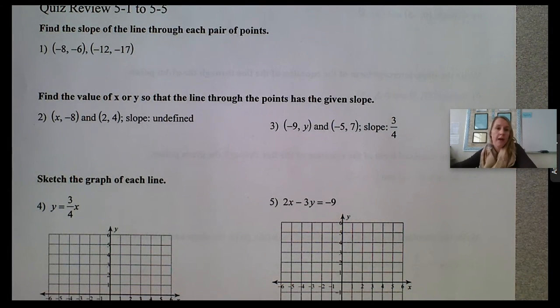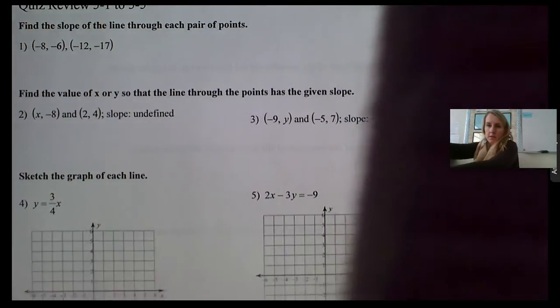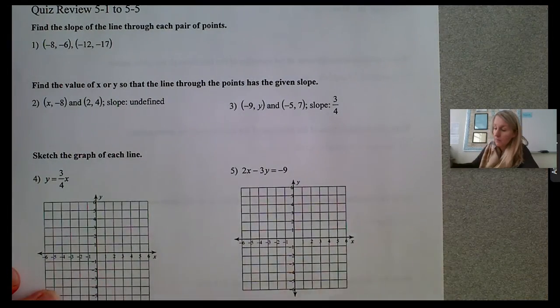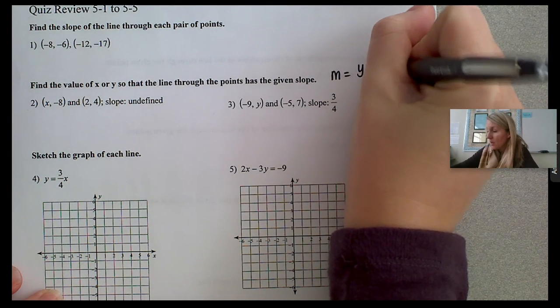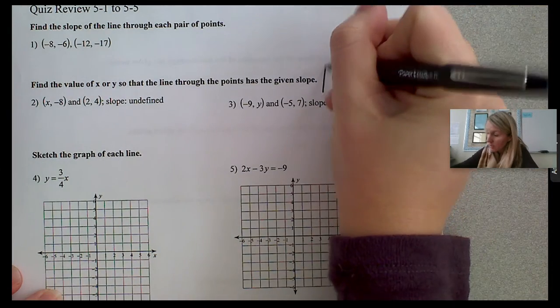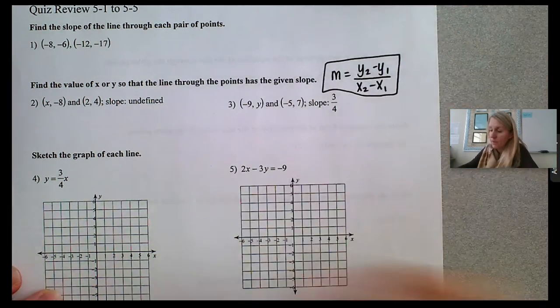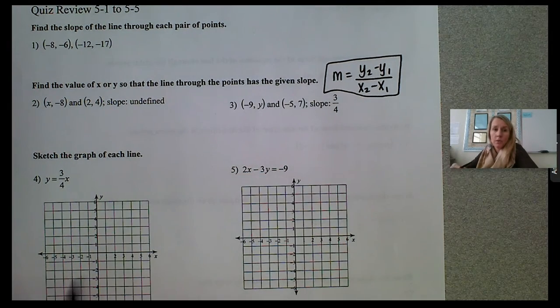It says, find the value of x or y, depending on what the problem is, so that the line through the points has the given slope. When you see a problem like this, you are going to be using the slope formula. So I'm going to use the formula m equals y2 minus y1 over x2 minus x1. That's the formula I'm using if you see a problem like this. I'm just going to do 2. You guys are going to try 3 in a minute. I guess I will do 2, but you guys can try 3 as well.